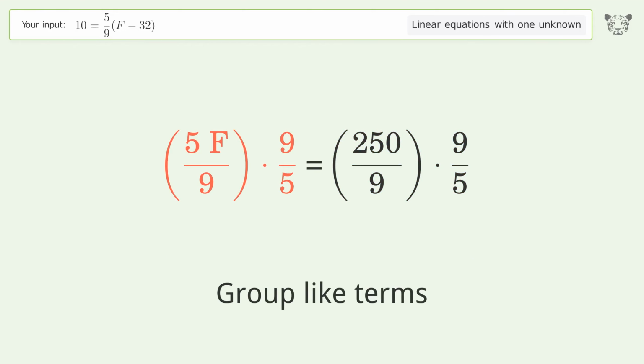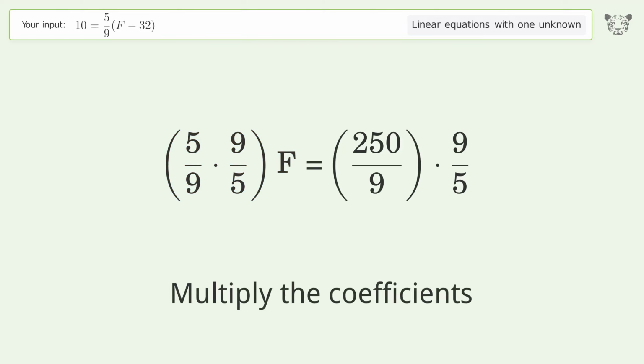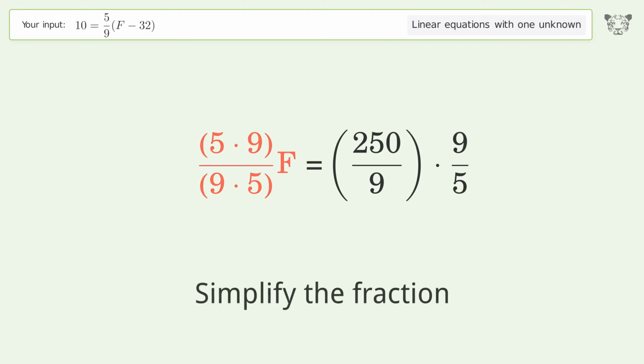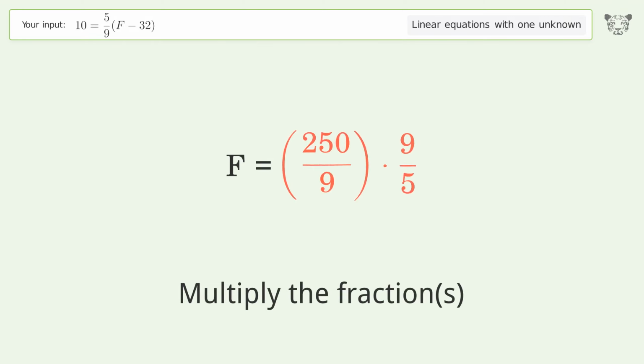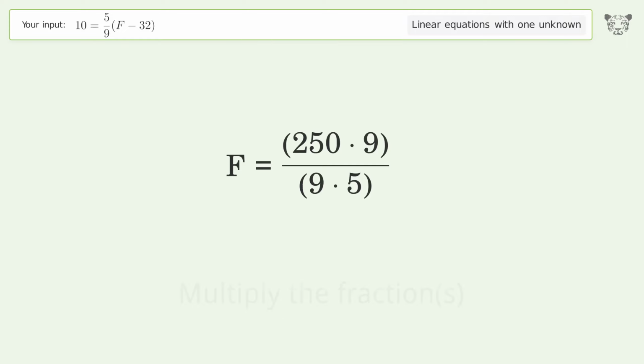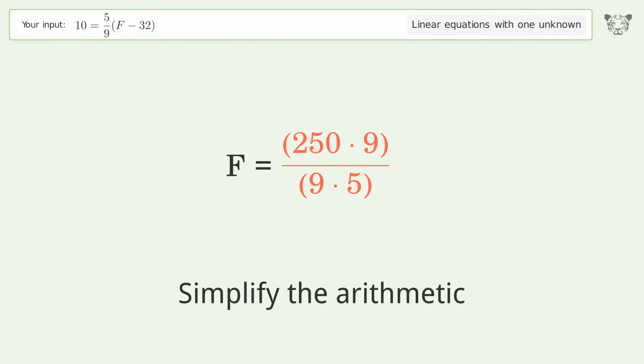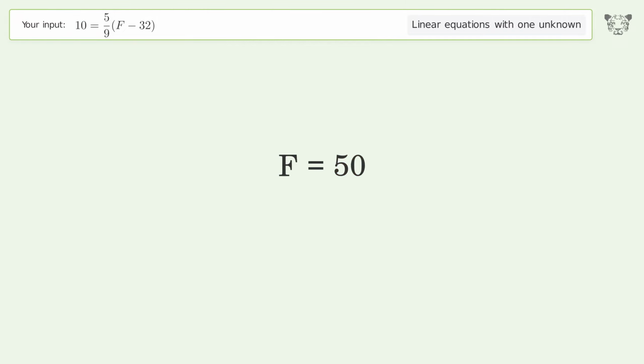Group like terms. Multiply the coefficients. Simplify the fraction. Multiply the fractions. Simplify the arithmetic. And so the final result is f equals 50.